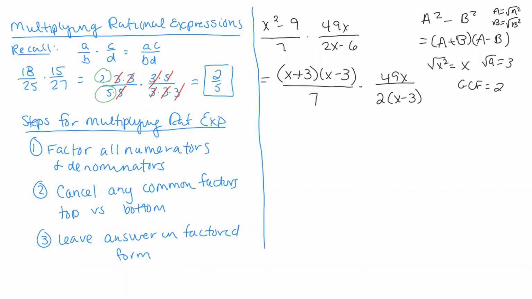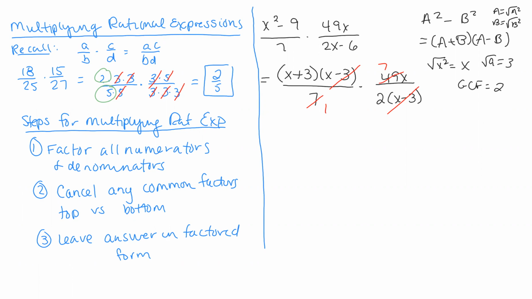Okay. So at this point, everything is factored. Now we want to start canceling common factors top to bottom. Okay. I see x minus 3's that cancel. And then if I look at the 7 and the 49, those are both factors, and 7 happens to go into itself and 49. So I would say there's a common factor of 7. 7 divided by itself is 1. And then 49 divided by 7 is 7.